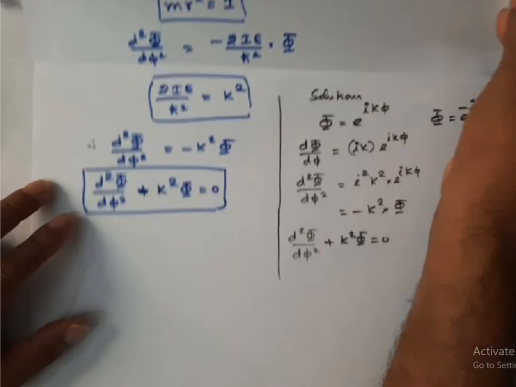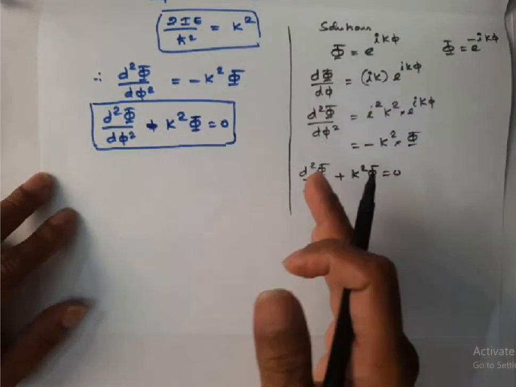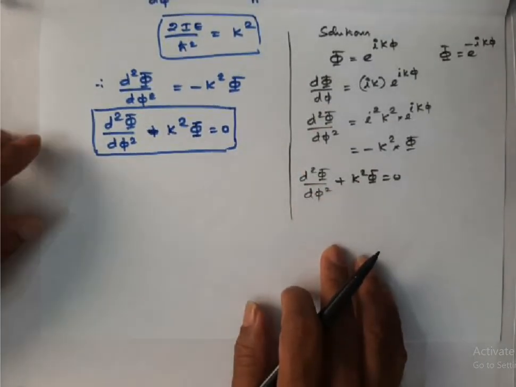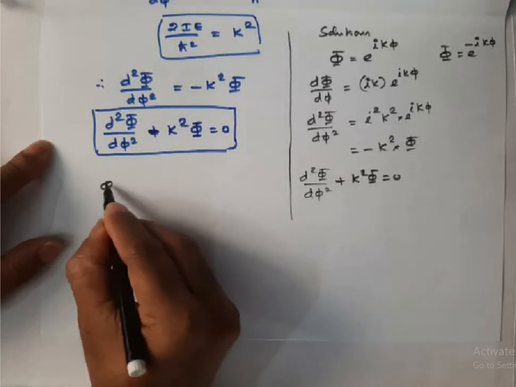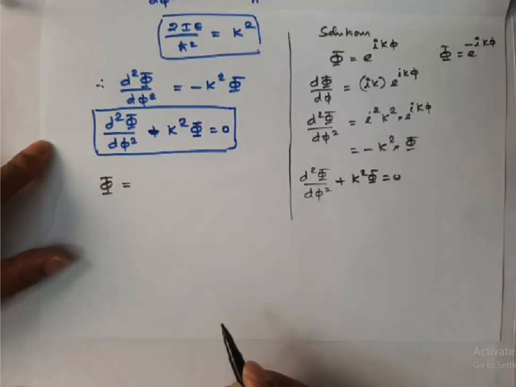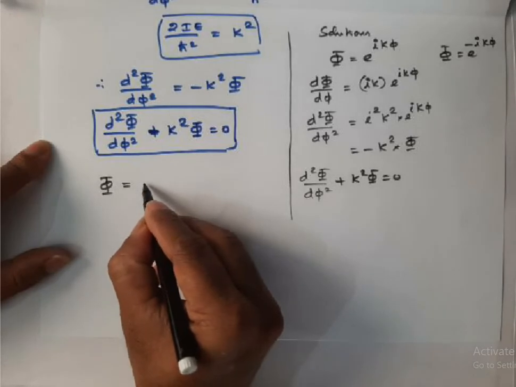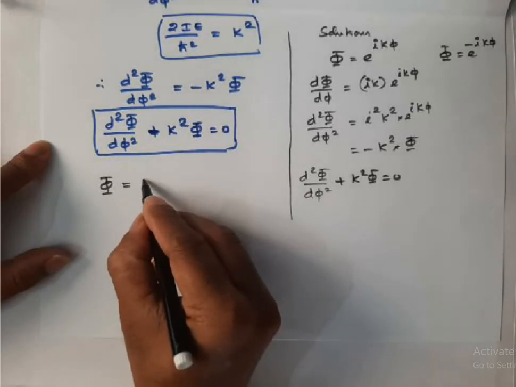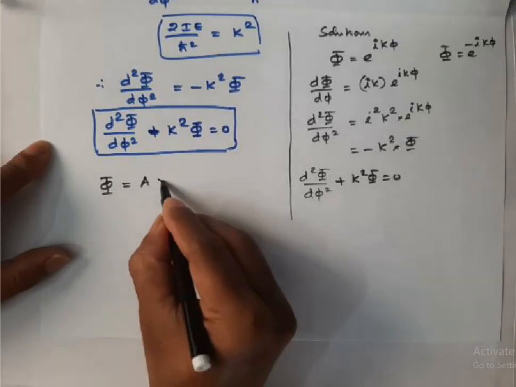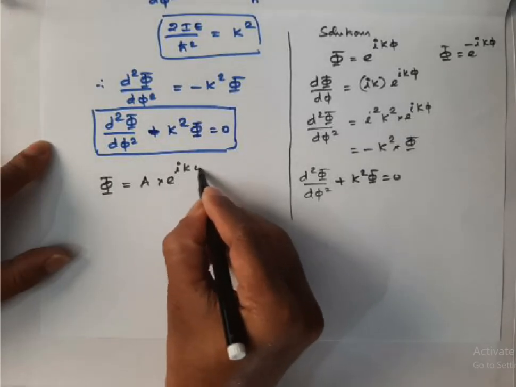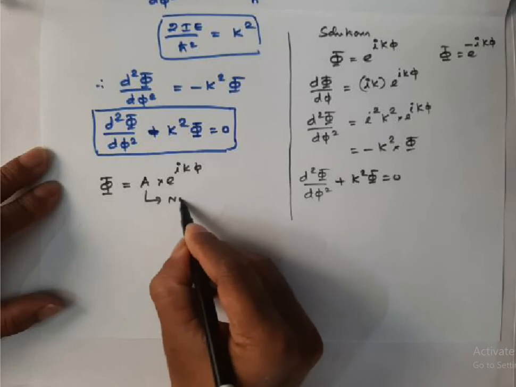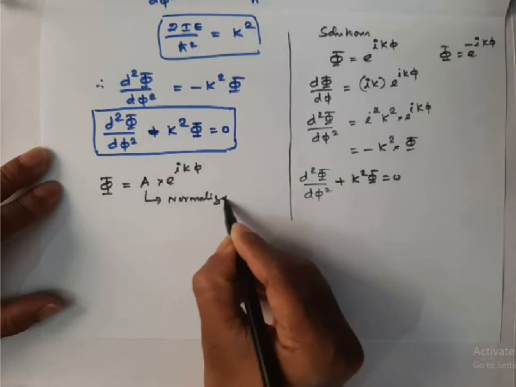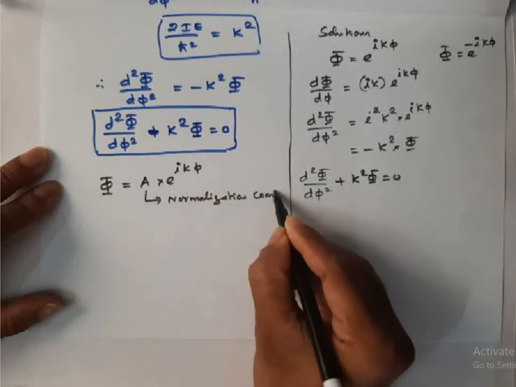I'll just discuss, and you'll come to know what I actually mean here. Therefore, the solution for this problem is phi equal to, let me introduce a constant, a normalization constant A, into e power i k phi, where A is the normalization constant. I have introduced this for normalization.